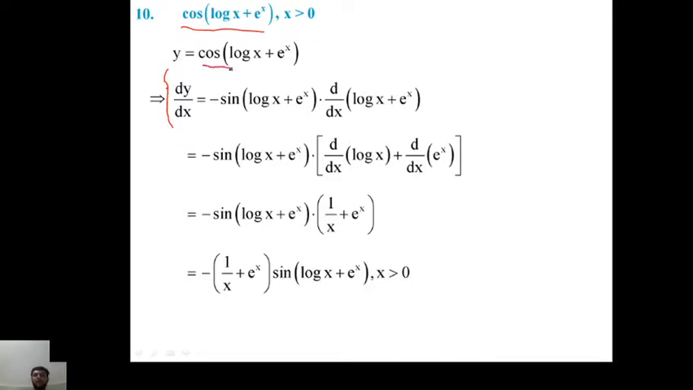Here chain rule, left to right. So first you have to differentiate cos, so differentiation of cos is minus sin, bracket as it is, your angle as it is. So cos no differentiation, cos of log x plus e raised to x, the differentiation of that is minus sin of log x plus e raised to x. But here instead of x, that is log x plus e raised to x, so by chain rule you have to differentiate it. So d by dx of log x plus e raised to x, that is your chain rule.